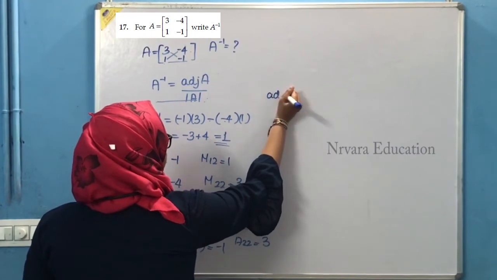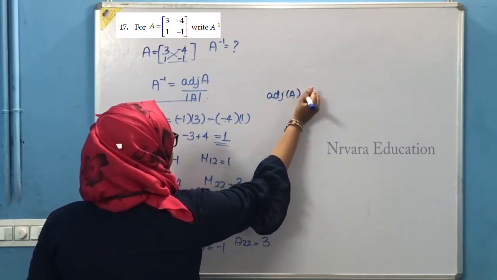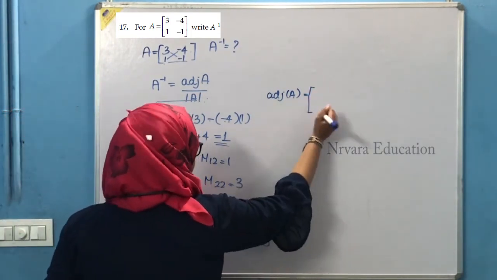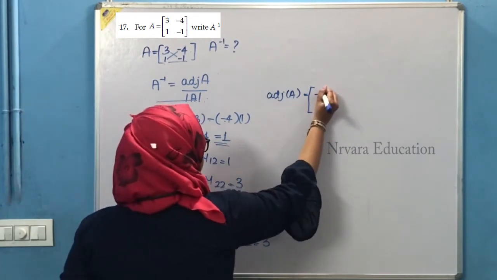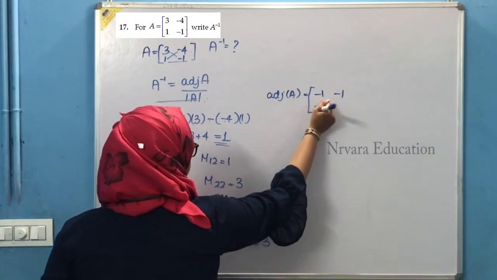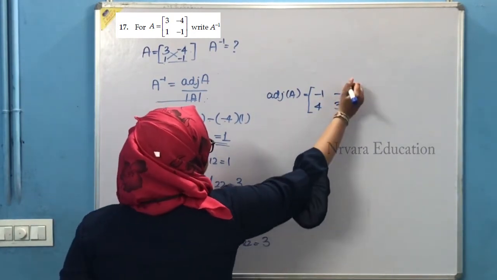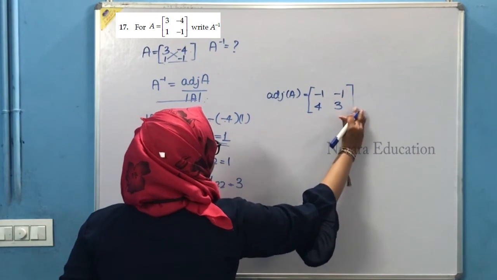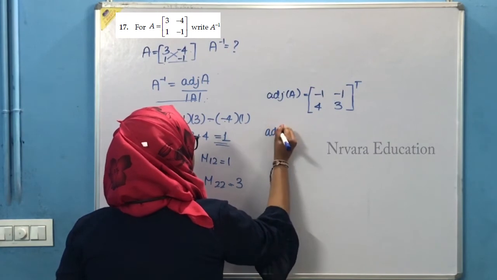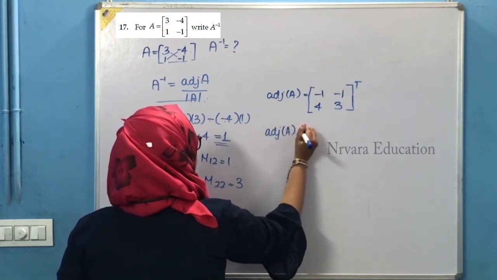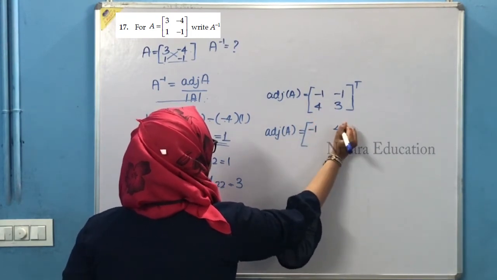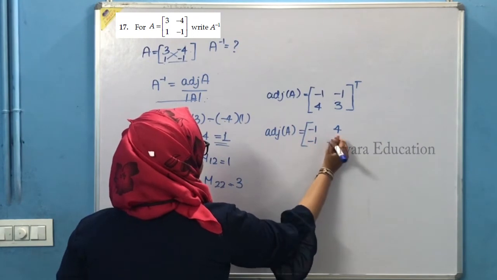So our adjoint of A will be the transpose of the matrix of these elements, that is A11 will be minus 1, A12 is minus 1, A21 is 4, and A22 is 3. So the transpose of these elements, which is, the column will become the row, that is minus 1, 4, minus 1, 3.